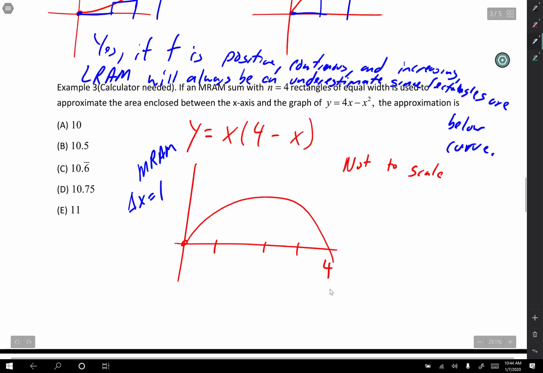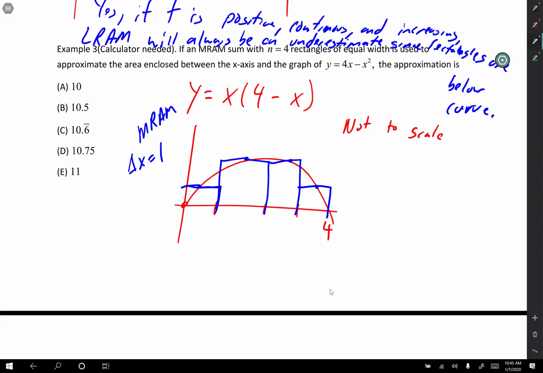Perfect. So what's the middle between 0 and 1? 0.5. So go to 0.5, to the left, to the right. There should be some above, some below. What's the middle between 1 and 2? What's the middle between 2 and 3? It's not drawn to scale. Between 3 and 4. So there it is.